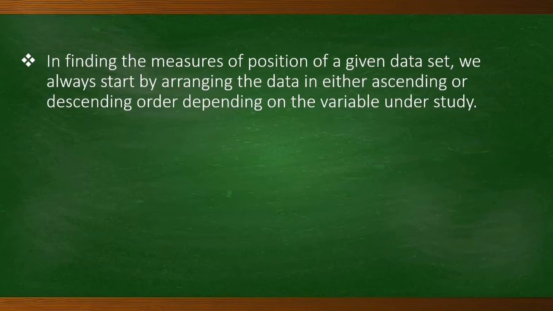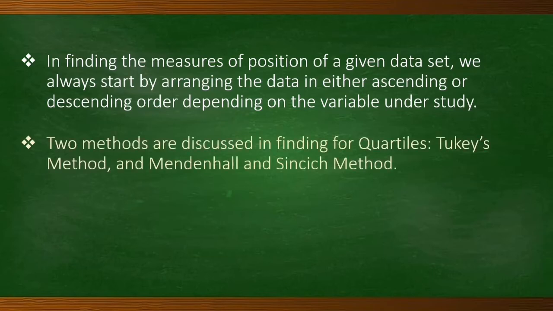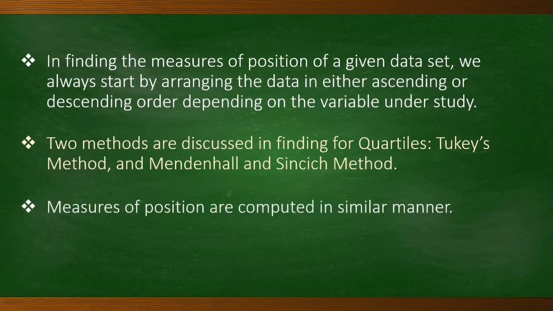Always remember, in finding the measures of position of a given data set, we always start by arranging the data in either ascending or descending order, depending on the variable under study. There are 2 methods discussed in finding for quartiles, the Dukes method and the Mendenhall and Sensich method. Measures of position are computed in a similar manner.